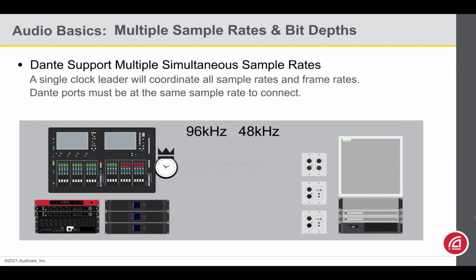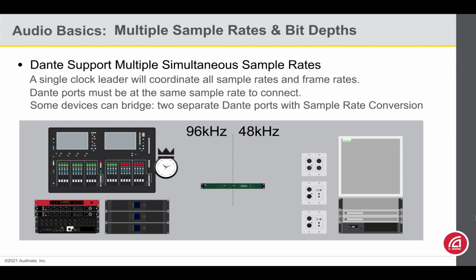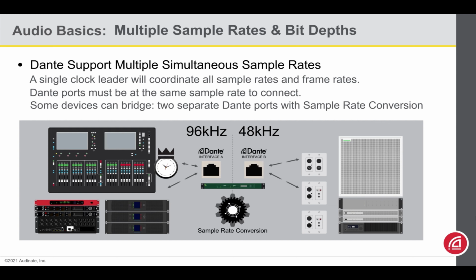So here comes the sample rate converter. It has two Dante ports on it, one running at 48K and another running at 96K. Make your subscriptions to the port running at the proper speed, and you've made a link between them running digitally the whole way.